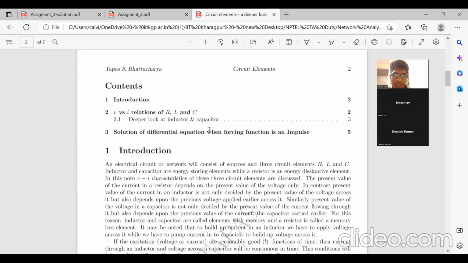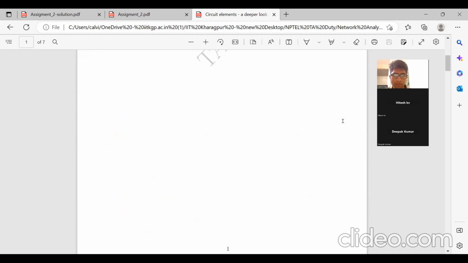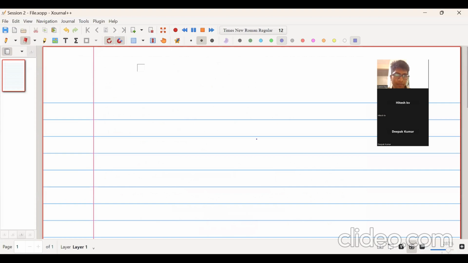So Deepak, what is an electrical circuit? Sir, an electrical circuit is a combination of elements and sources. It is a closed... A circuit contains many closed loops. Okay. So it has some elements as well as some sources, right? Yes, sir. So what are the elements which are there? Resistor, capacitor, inductor.